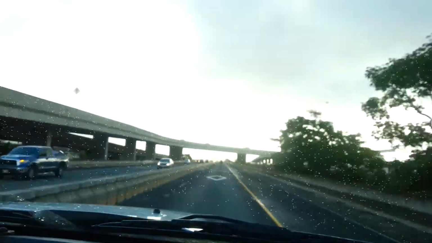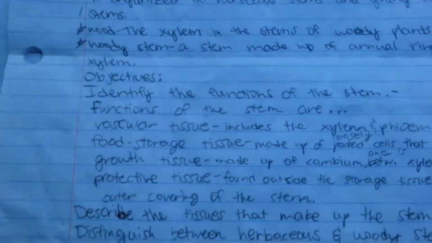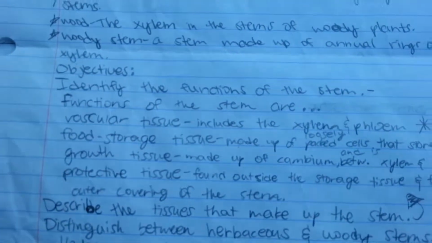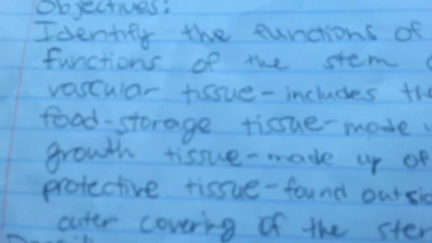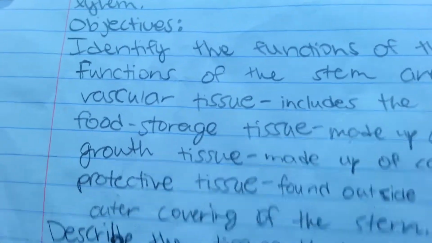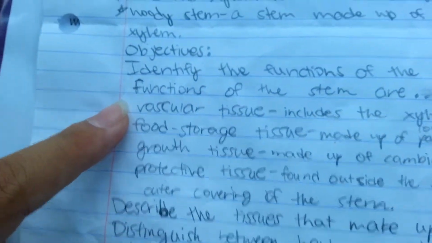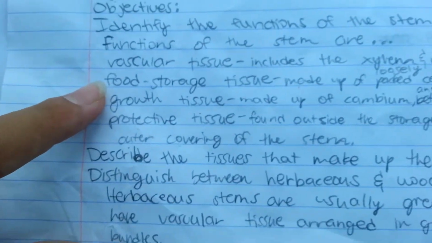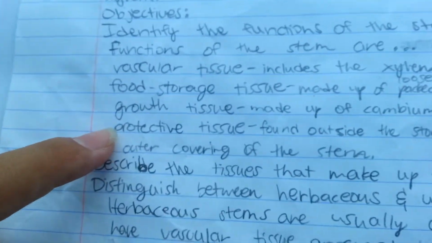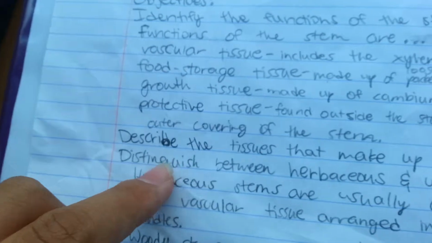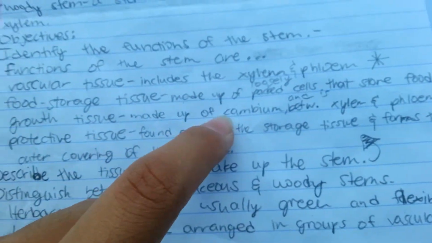Now we're going to talk about objectives. Identify the function of the stem. The four: vascular tissue, food storage tissue, growth tissue, and protective tissue. And it here says, describe the tissues that make up the stem, which is these.